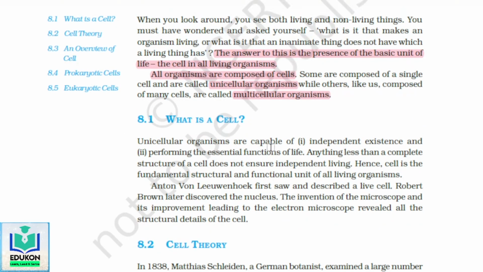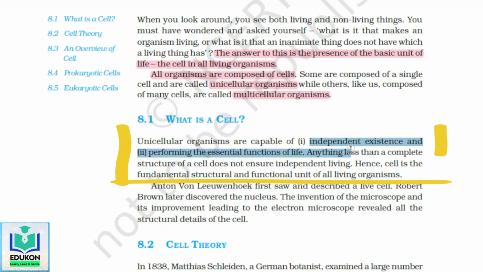Unicellular organisms are capable of independent existence and also of performing the essential functions of life. Independent existence means they need to evolve and create new organisms. By that process, they keep their existence continuous. So if they are called unicellular organisms, they must be capable of independent existence and performing the essential functions of life. We'll discuss all these functions in this chapter slowly.